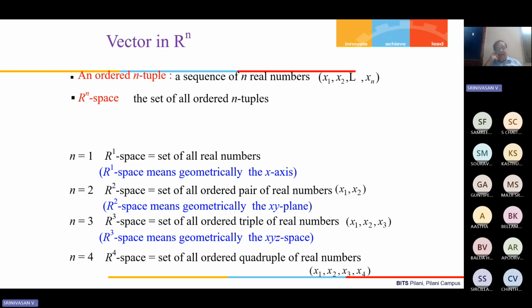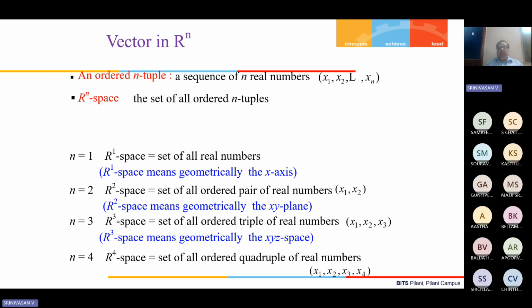So what practically you have seen so far might be a point on a line, then a point on a two-dimensional plane, and then a point in space having three coordinates, and so on. For example, if you put n equal to 1, you say R1 space, which is nothing but the set of all real numbers.